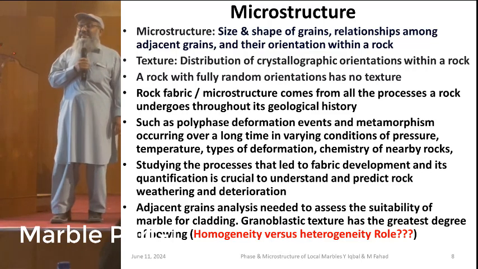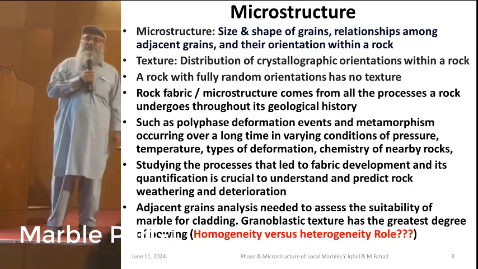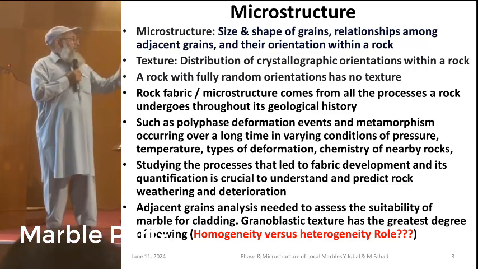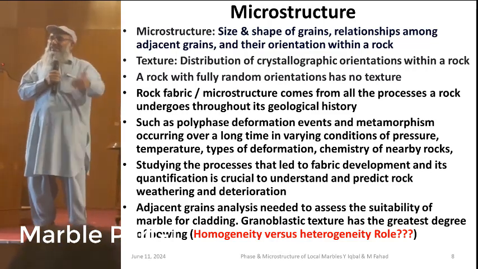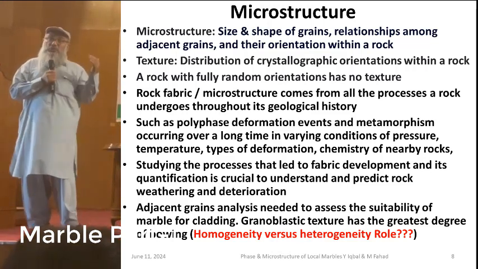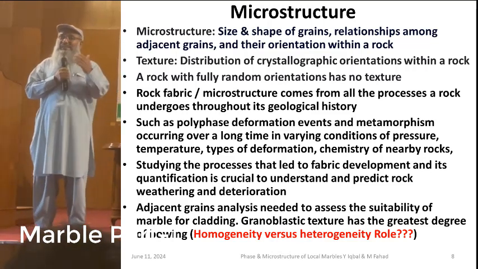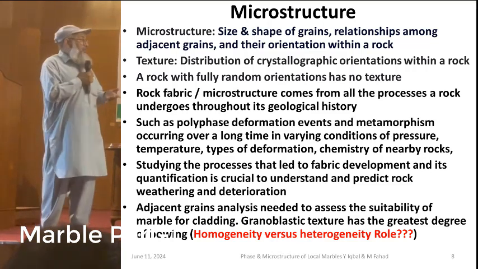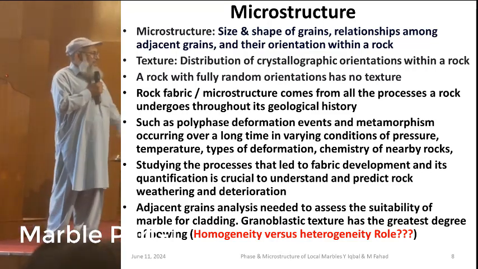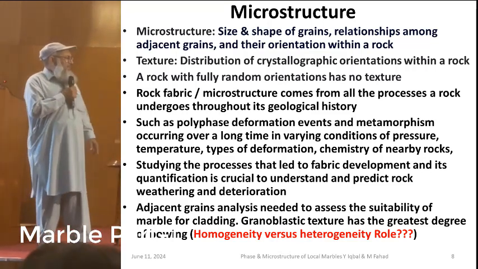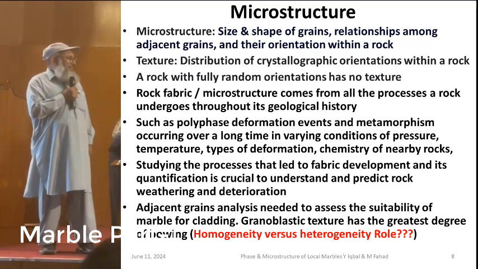And when a rock has a completely random orientation of crystals, we say it has no texture. Rock fabric or microstructure comes from the processes a rock undergoes throughout its geological history. It undergoes how much pressure, how much temperature, and how it crystallizes and recrystallizes with time, such as polyphase deformation events and metamorphism. Studying the processes that lead to fabric development and its quantification is crucial to understand and predict rock weathering and deterioration.